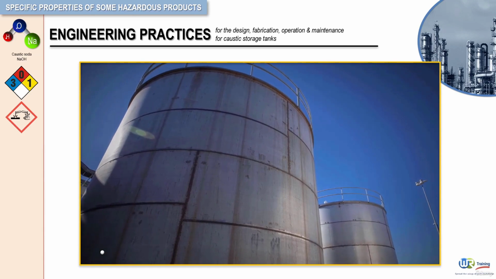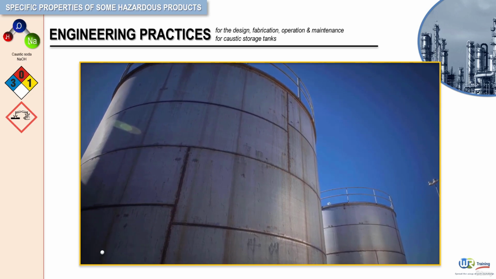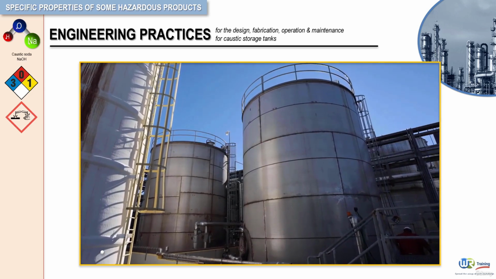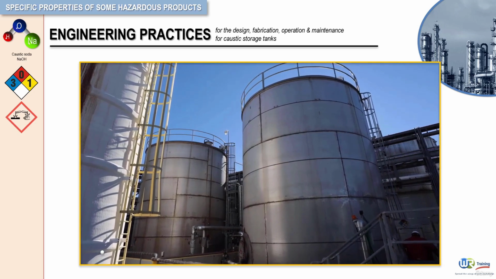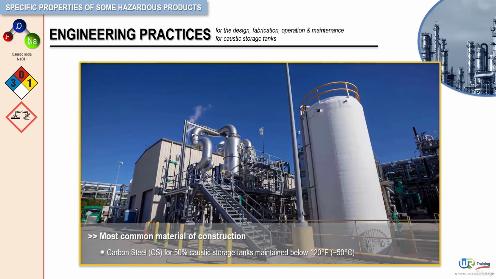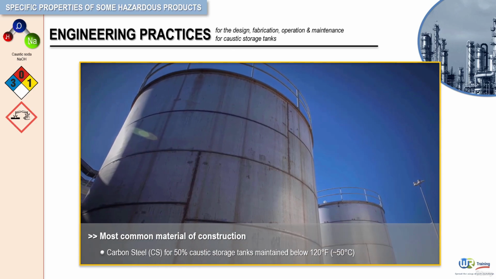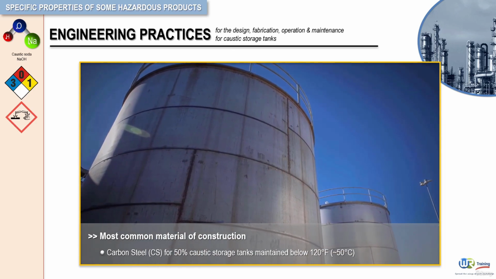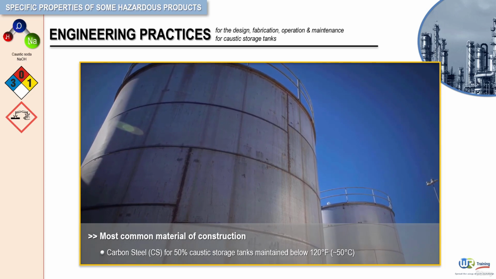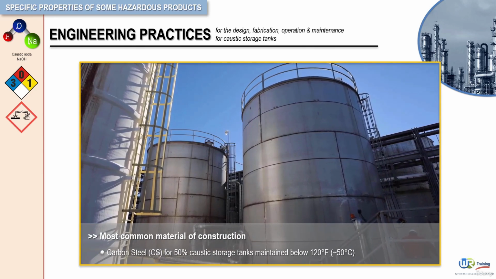The guidelines in this section are intended to provide sound engineering practices for the design, fabrication, operation, and maintenance of above-ground caustic storage tanks. The most common material for tank construction is carbon steel for 50% caustic storage tanks maintained below 120 degrees Fahrenheit. Storage tanks constructed of carbon steel can be protected with the application of various lining or coating systems. The success of the liners is typically a function of temperature.